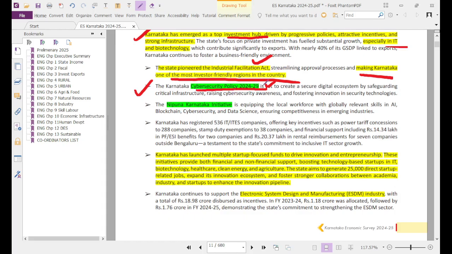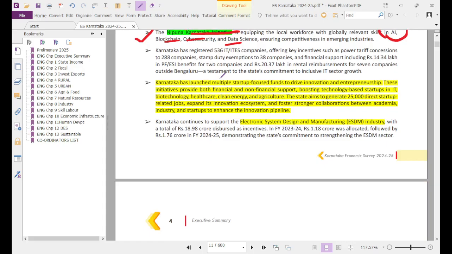Cyber security policy 24-29, Nipuna Karnataka initiative for skilling and upskilling, especially in AI, blockchain, cyber security, cloud computing, data science, big data analytics, edge computing, the new emerging age skills, where Karnataka has taken an initiative called the Nipuna Karnataka initiative. Keep quoting that wherever IT and related cyber security things come; Nipuna Karnataka you can also quote. Karnataka has launched multiple startup funds. All that is being talked about here.